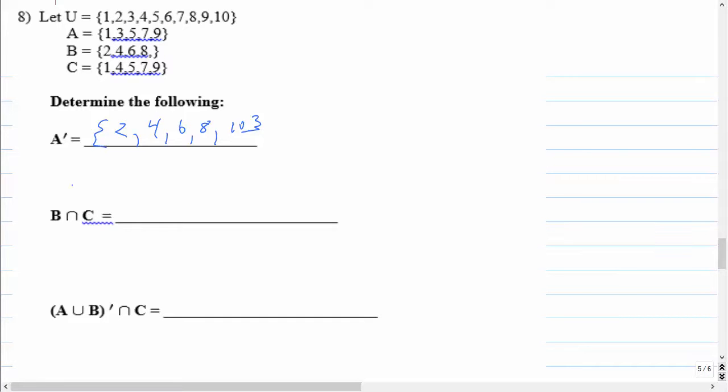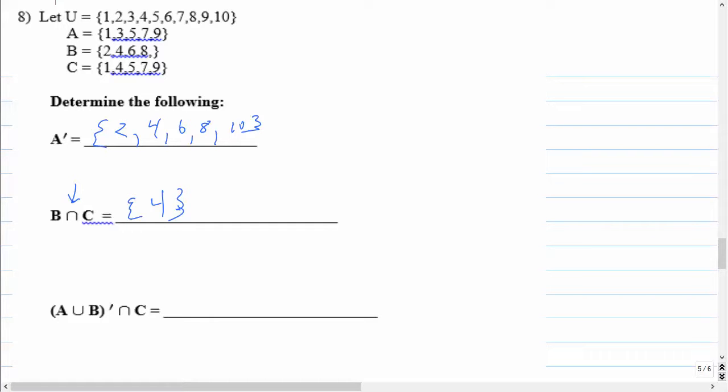This symbol here asks what's in common with B and C. Looking at B and C, what do they have in common? They don't have a 2 in common. They have a 4 in common. They don't have a 6 in common. They don't have an 8 in common. So if it's in common, it's got to be in B. 2 is not in C. 4 is. 6 is not. 8 is not. So only 4 is part of my curly braces.